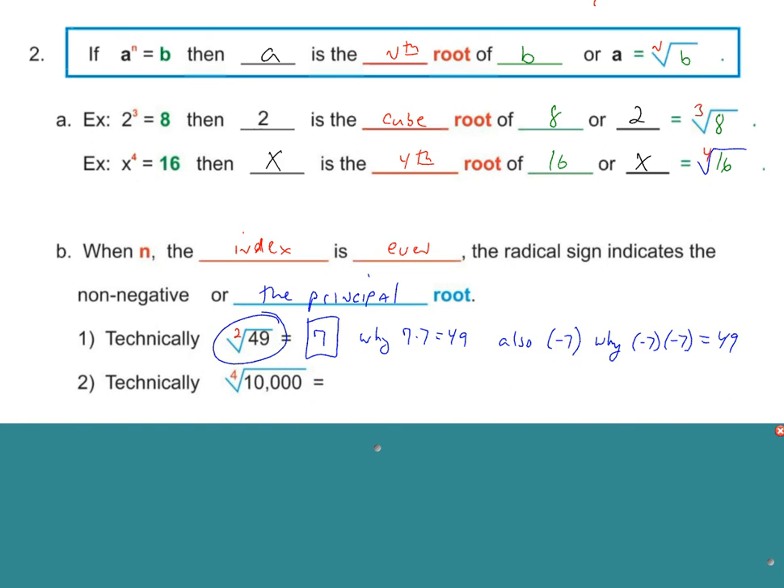And this is for even indexes. A square root, a 4th root, a 6th root, an 8th root, etc. All right? Odd is a whole different situation. It's a different scenario. And I'll show you that here down below in a moment.